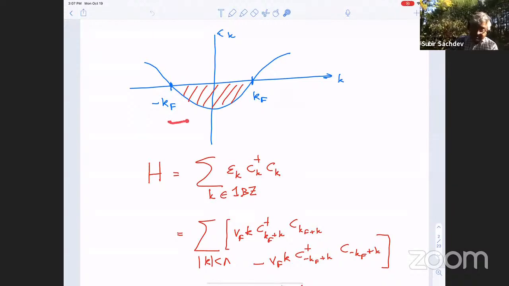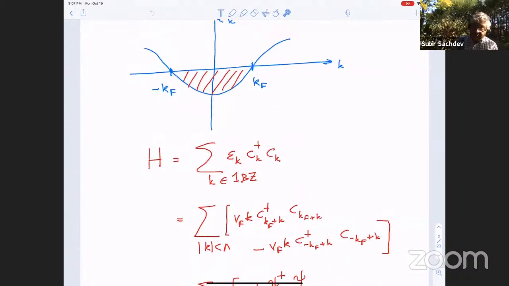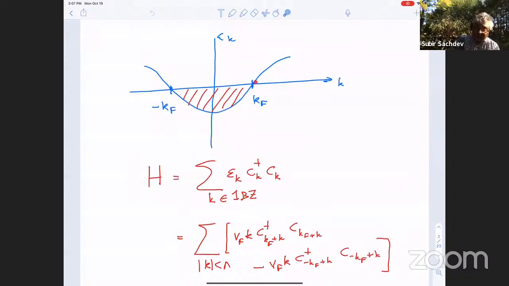So here I'll just start out with free fermions moving in some band structure with dispersion epsilon_k. So that's the full Hamiltonian. And what we're going to do is linearize around, only look at low energy excitations near the Fermi points, k_F and minus k_F. I'm going to consider only things that have inversion symmetry for the most part, but we'll develop a formalism that will also allow us to talk about chiral systems in which they only have right movers or left movers.